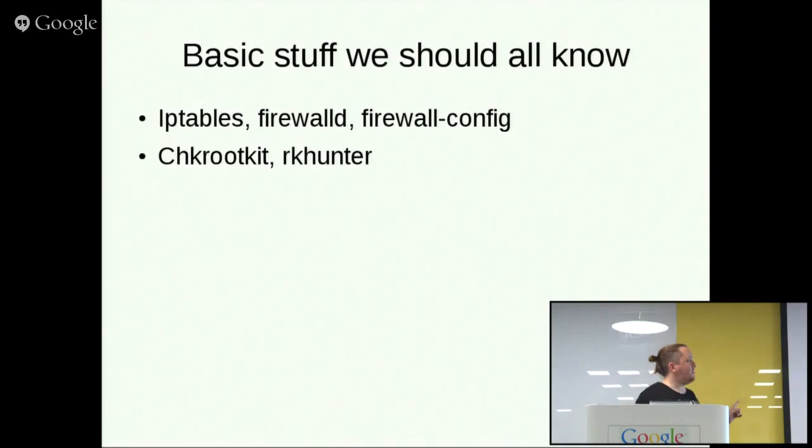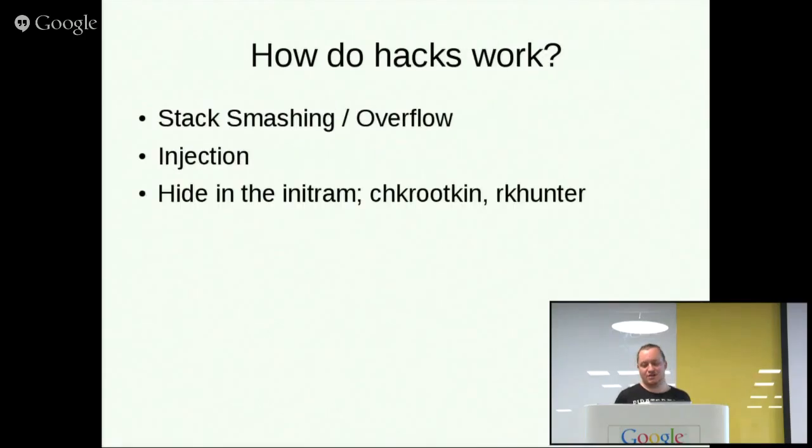Okay. So rkhunter is just a command line thing. You just type in rkhunter and it checks your machine for rootkits, which are stored in the initial RAM that boots up with the boot system. So they hide very, very deep inside the operating system, and rkhunter and chkrootkit pretty much do the same thing. If you don't know how to set up a firewall, you can just type in firewall-config and that'll give you a GUI. So easy peasy.